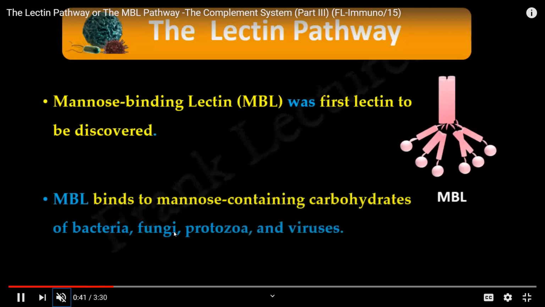That means in order to activate the lectin pathway, MBL, mannose binding lectin, will get activated only when the bacteria, fungi, protozoa, and virus which enter have carbohydrates with the presence of mannose in them. If the mannose is present, then this mannose binding lectin will get activated and bind to the mannose. That is when this lectin pathway gets activated.